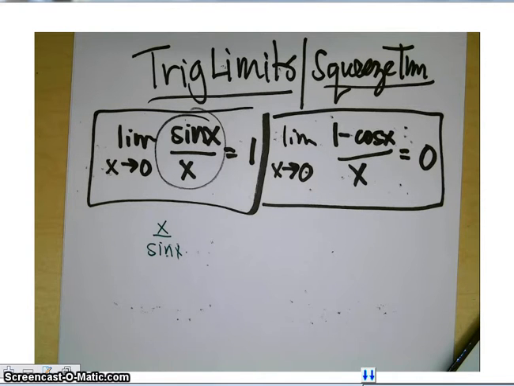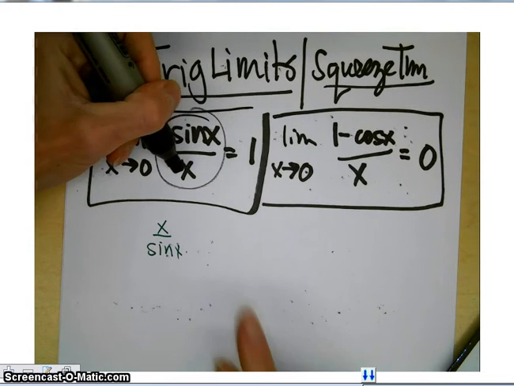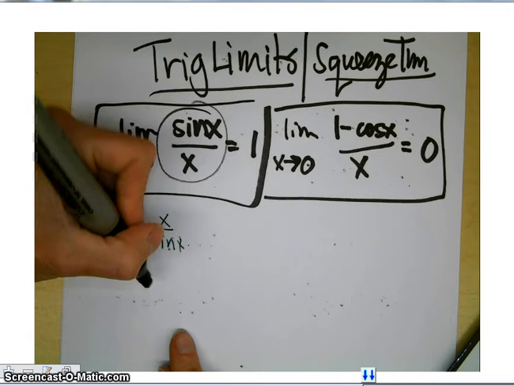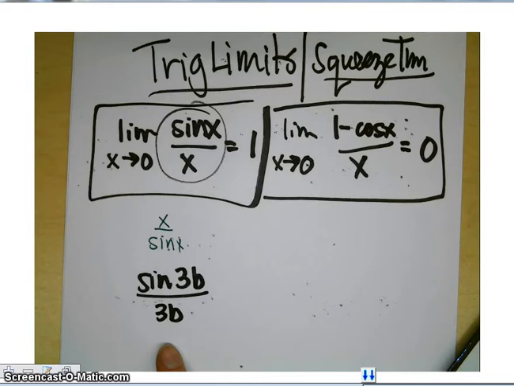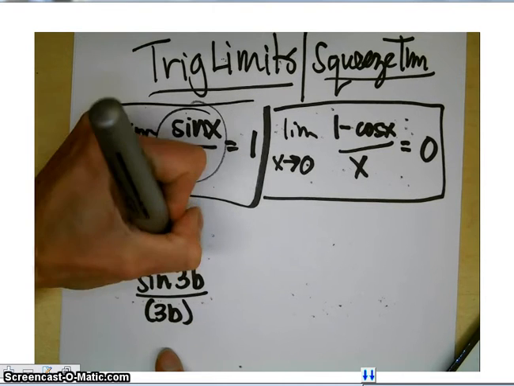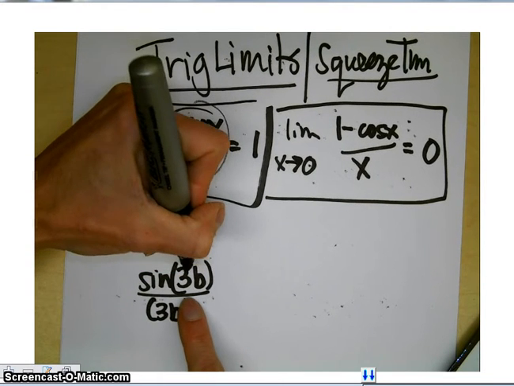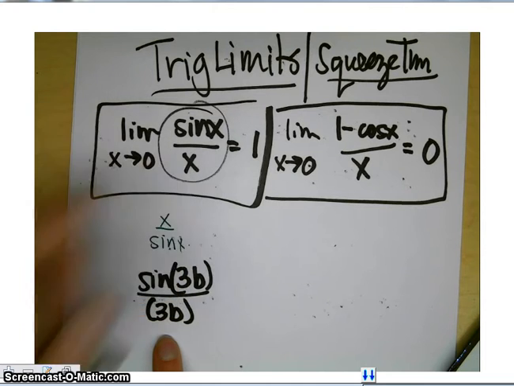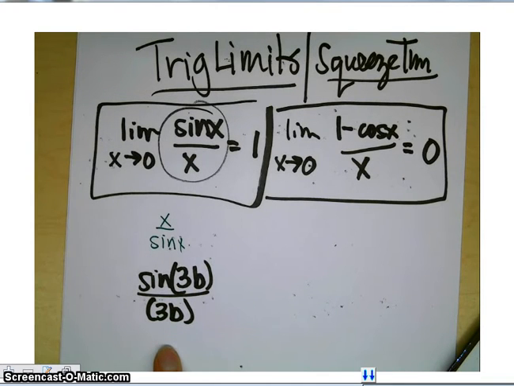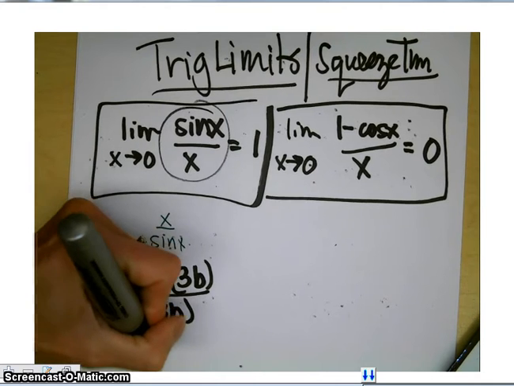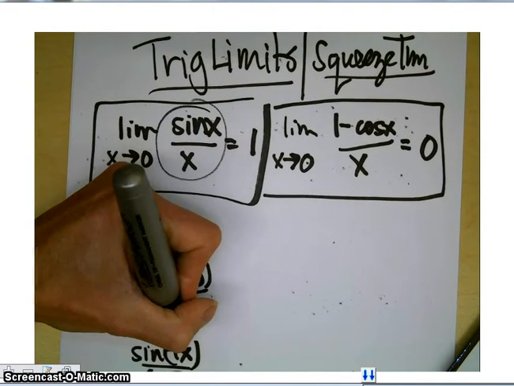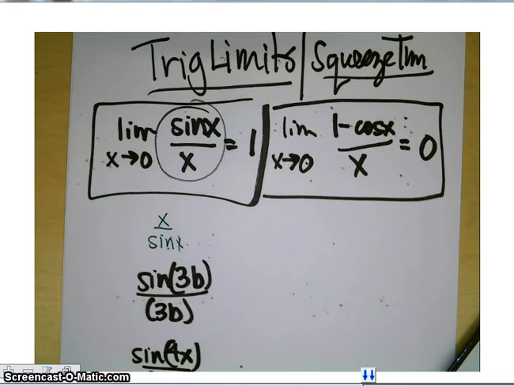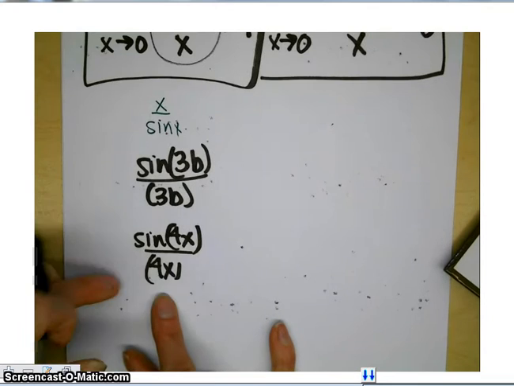Another thing that is nice is that this x doesn't just have to be x, it could be like the sine of 3b over 3b. As long as the thing you're taking the sine of is the same as the thing down here, that limit will still be 1. It could even be the sine of 4x over 4x, as long as what you're taking the sine of matches everything on the bottom, that limit will also still be 1.